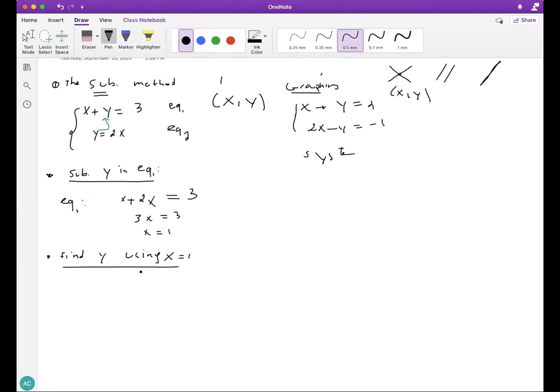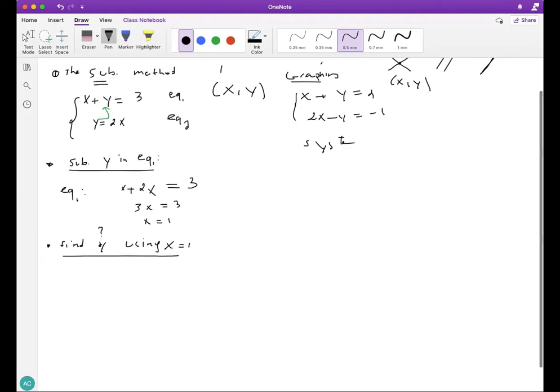So since we're looking for y, this one already has y by itself. We just need to know the value of x, which we just found. It's 1. So we're going to plug x here, 1, and then we can easily find the y. You could have used this one as well. It will lead to the same solution, but it is easier to use this equation as opposed to this one.